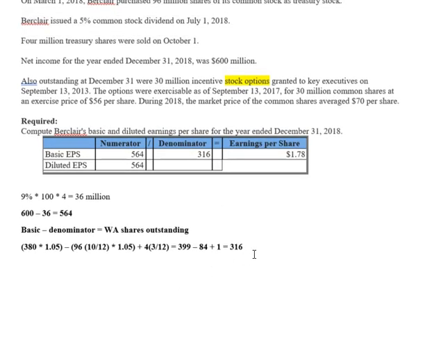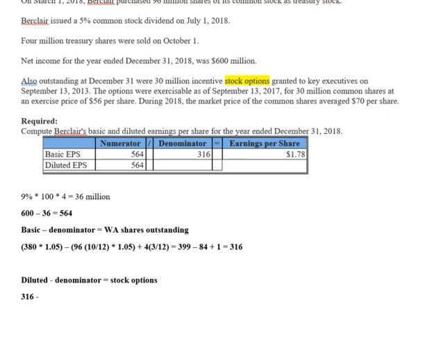Now, let's switch gears and add the diluted piece. In this problem, the diluted piece would include the stock options. We're going to start with that 316 because all of the same items apply, and remember this is only for the denominator. The numerator is always calculated the same regardless of whether it is basic or diluted earnings per share. So we're going to take that 316 as our starting point and do our stock options.